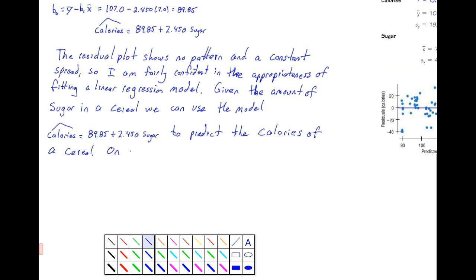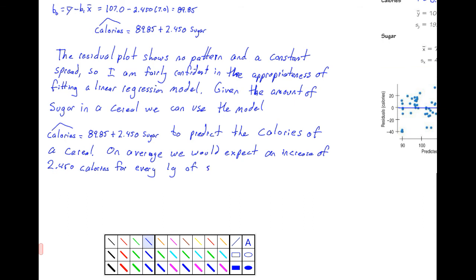On average, we would expect an increase of 2.450 grams, sorry, not grams, calories for every 1 gram of sugar a cereal has.